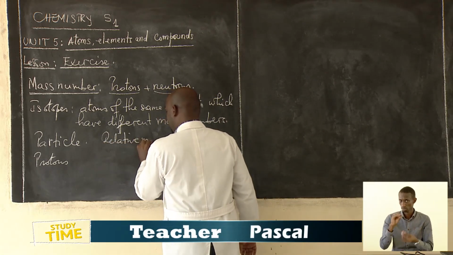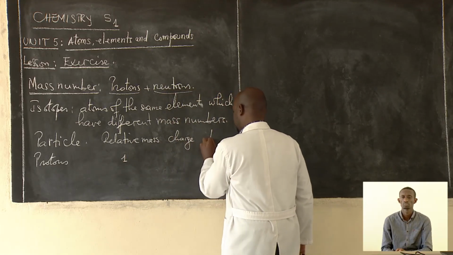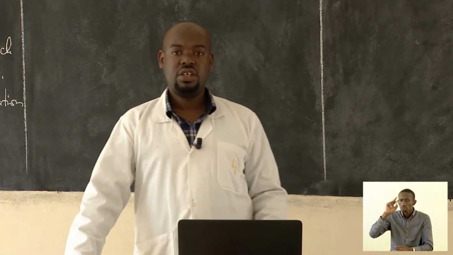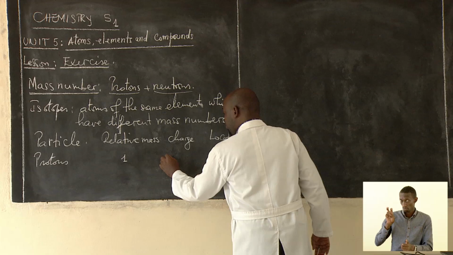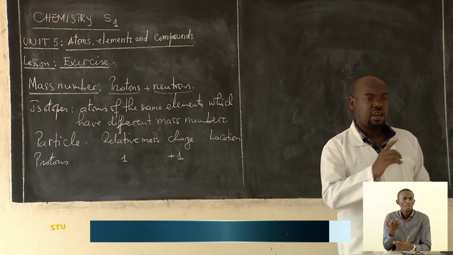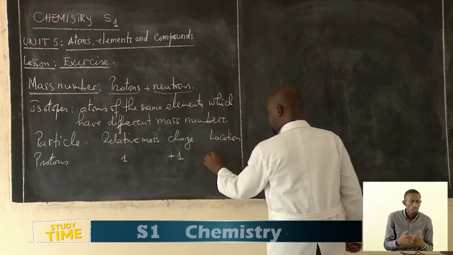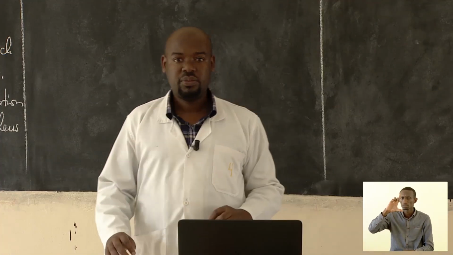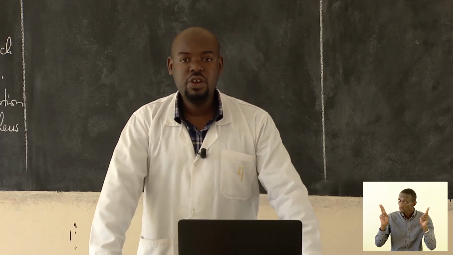Relative mass is 1. And what is the charge? What is the charge of this proton, please? The charge is positive 1. And where do we find it in the atom? We find it in the nucleus. Okay? We find it in the nucleus.